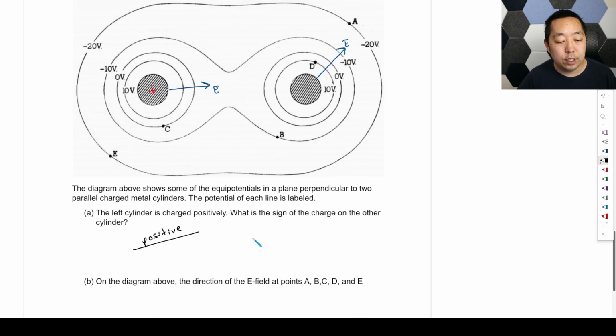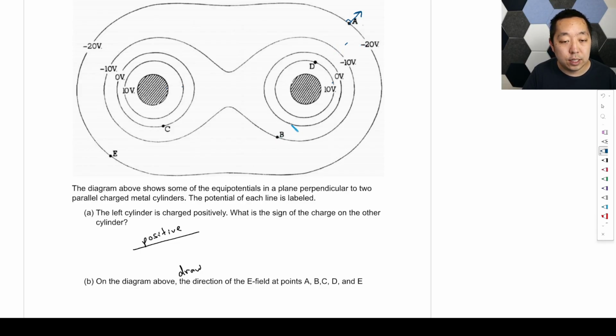On the diagram, draw the direction of the E fields at points A, B, C, D, and E. So again, it's perpendicular to the surface and points to lower potential. So for A, it's going to be perpendicular and like this, right? And pointing to lower potential, because this is higher potential here.